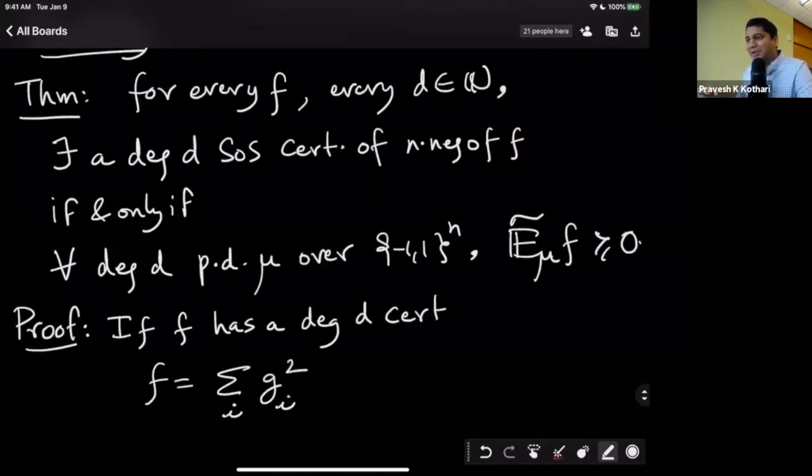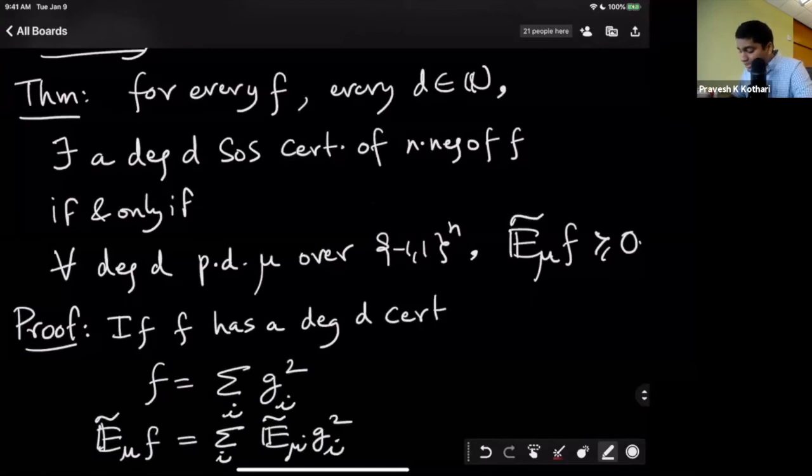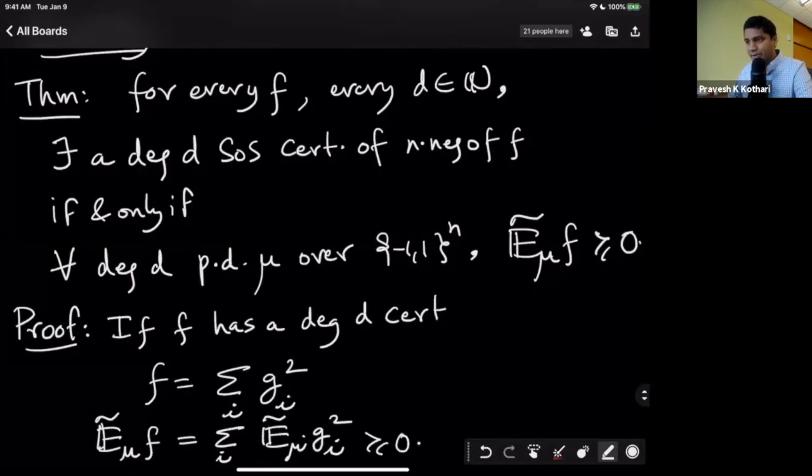Now I'm just going to apply linearity and take expectations on both sides. Take any pseudo distribution in the world. Then the pseudo expectation of f equals, by linearity, the sum over i of the pseudo expectation of g_i squared. And now remember, the g_i have to be of degree at most d over 2. The second condition in the definition of pseudo expectation of degree d demands that on squares of all polynomials of degree at most d over 2, your pseudo expectation must be non-negative. So this right-hand side is a sum of non-negative quantities, so it is non-negative. This was simple, but hopefully clear.